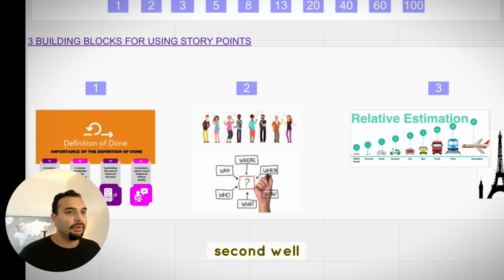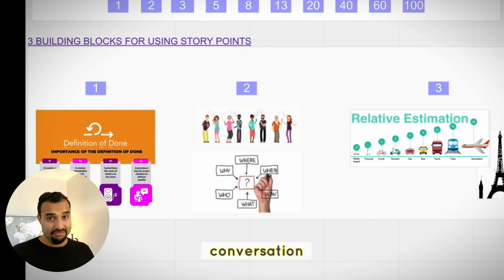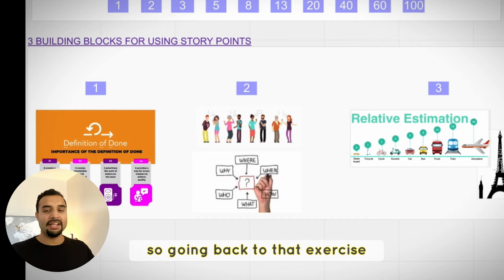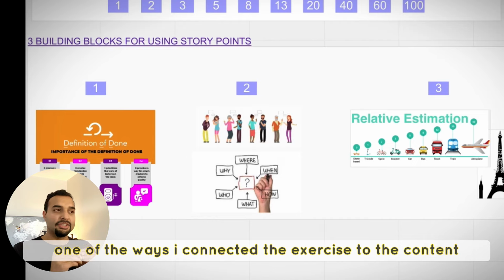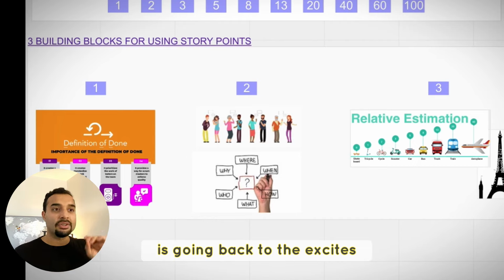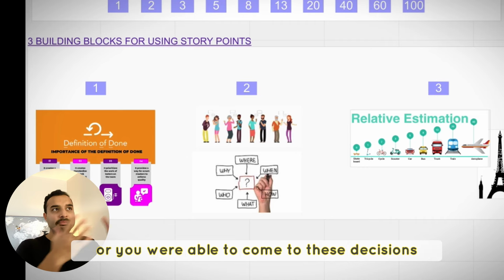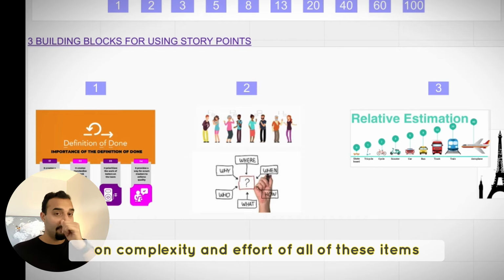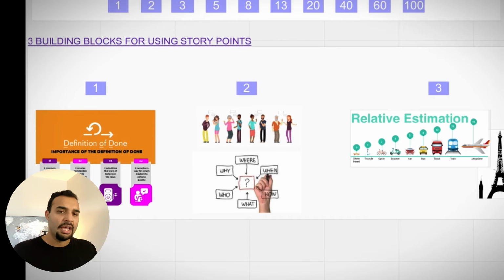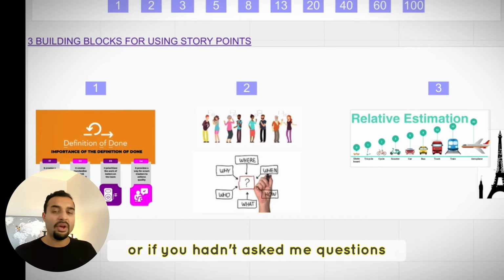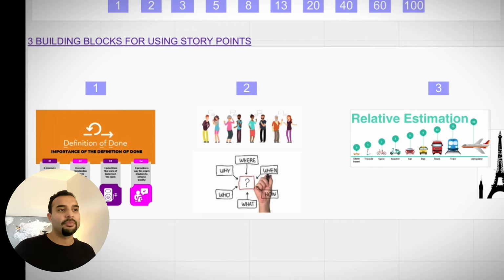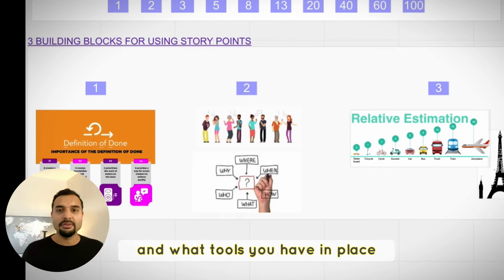Second, conversation. So going back to that exercise, one of the ways I connected the exercise to the content is going back to the exercise. Do you think you would have estimated, or you were able to come to these decisions on complexity and effort of all of these items if you hadn't talked to each other about it, or if you hadn't asked me questions around what constraints and what tools you have in place?